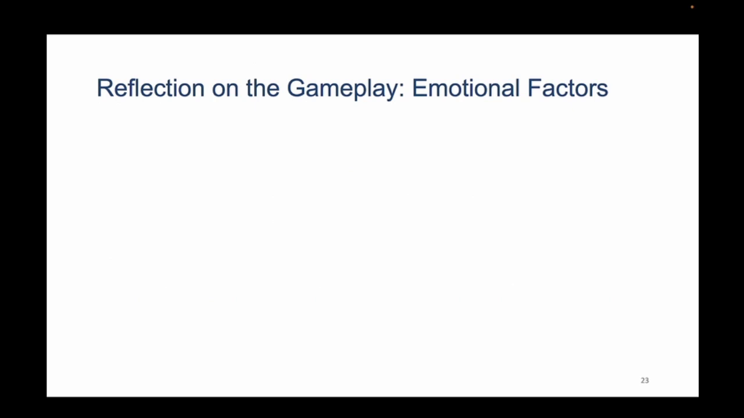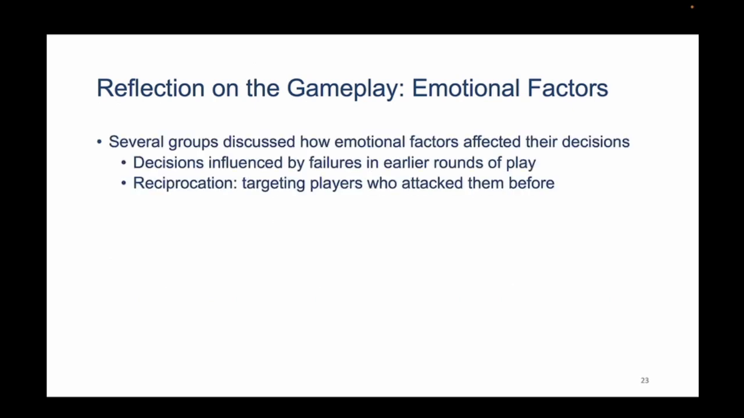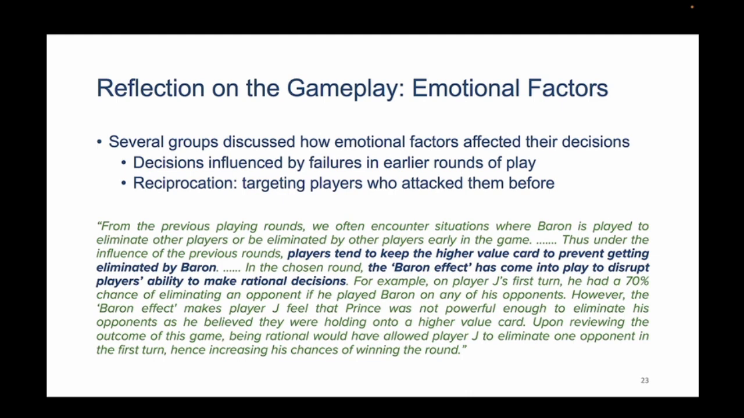A few other groups reflected on the emotional factors behind their mistakes. Some realized that their decisions were influenced by their experience in early rounds of play. For example, the following group had a few rounds of play where players were eliminated early in the game by the Baron card. Out of fear, they started to keep the higher value cards in hand. They named it the Baron effect and discussed how it affected their decision-making.